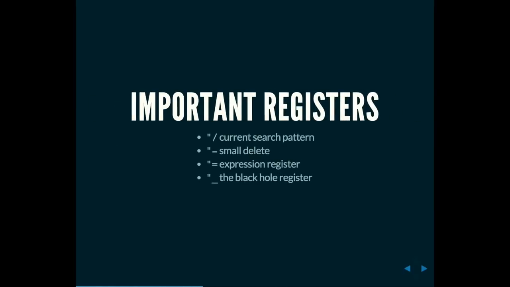Let's talk about more registers. Yes, there are a lot of registers. We're going to cover them very quickly. If you ever searched for something and you want to paste that someplace, like for example, let's say you've used the star key to select the word that your cursor is on and search for different occurrences of it, and then you want to do a substitution based off of what you've just searched for, you can use quote forward slash and it will paste the contents of your last search. Really handy when you start getting into what's called command mode. We'll mention it in a little bit.